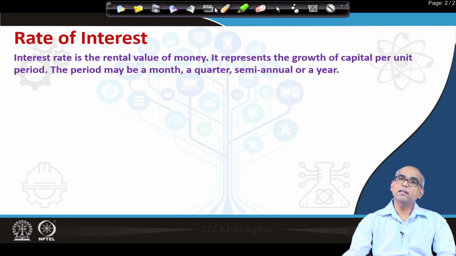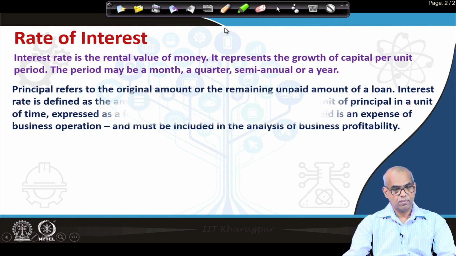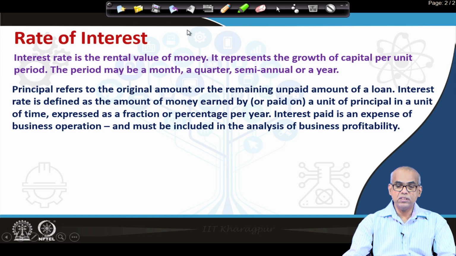Interest rate is the rental value of money. It represents the growth of capital per unit period. This period may be a month, a quarter, which represents 3 months, semi-annual or 6 months, or a year. Principal refers to the original amount or the remaining unpaid amount of a loan. Interest rate is defined as the amount of money earned by a unit of principal in a unit of time expressed as a fraction or percentage per year.